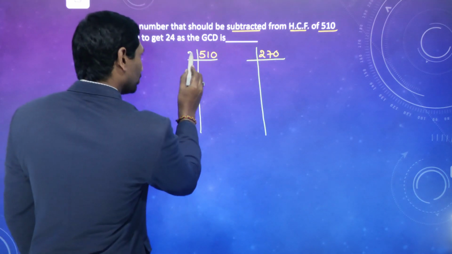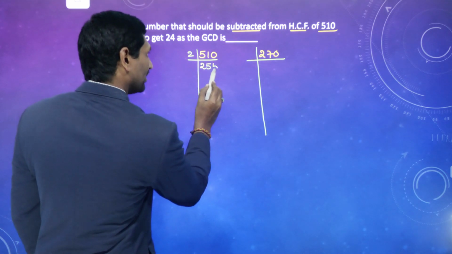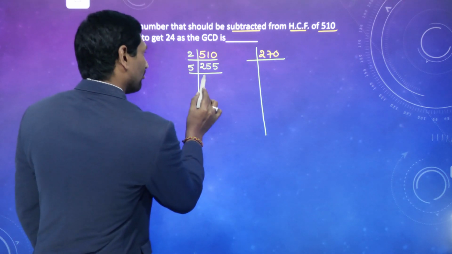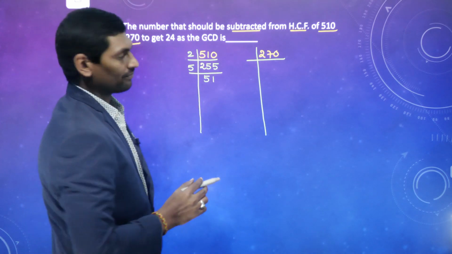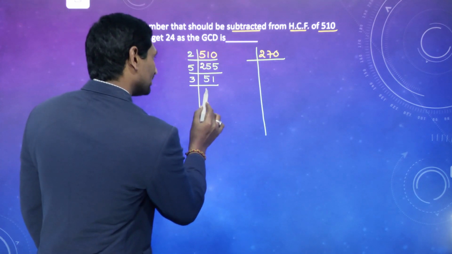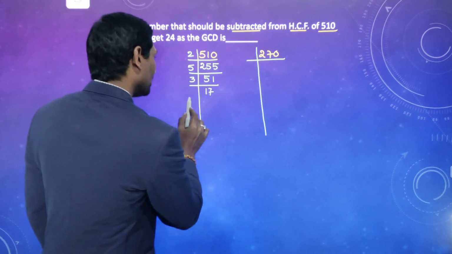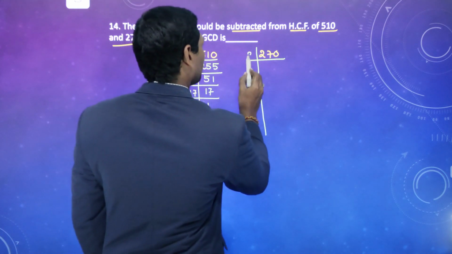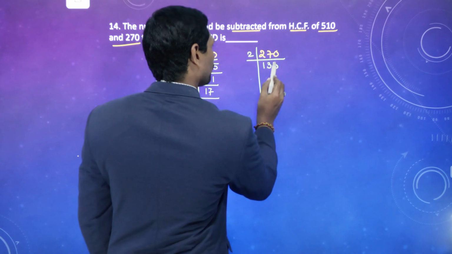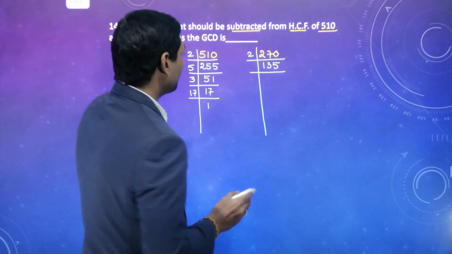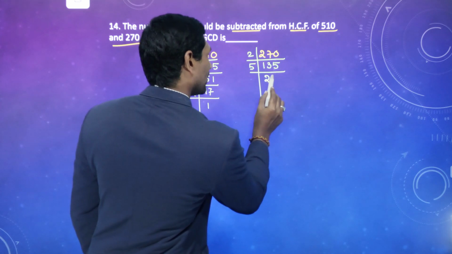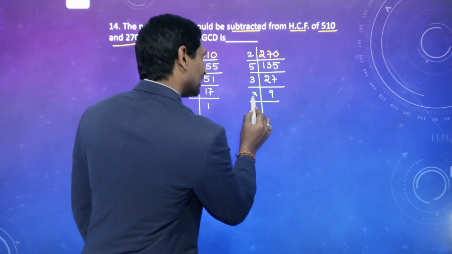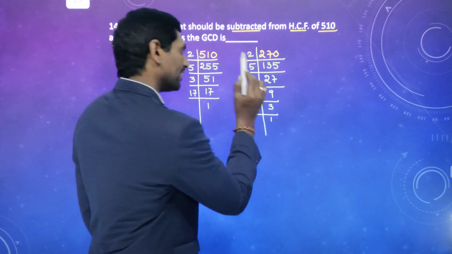So 510, I am taking the 2 table here, 2 255s are 510. Again 5 table, 5 5s are 25 and 5 1s are 5. Now 3 table, 3 1s are 3, 3 5s are 15, 17 times nothing but 255... So 17 is a prime number, 17 1s are 17. Okay. Now here 270, 2 table, 2 135s are 270. Now 5 table, 5 2s are and 5 7s are. Now 3 table in 27, 9 times. 3 table in 9, 3 times, and 3 table, 1 time.